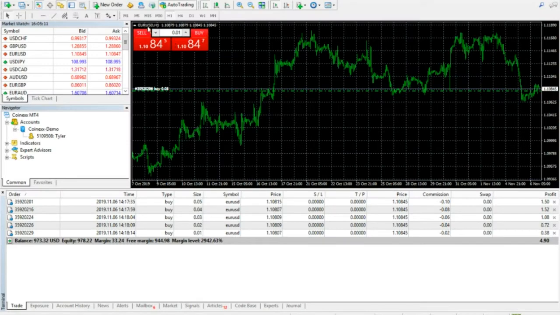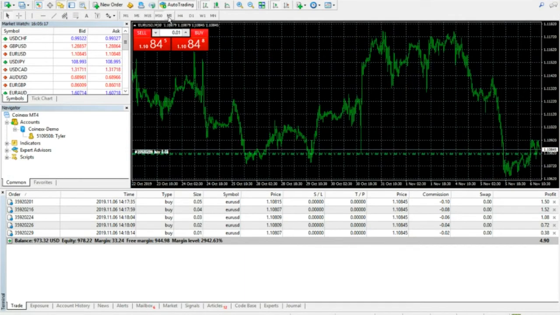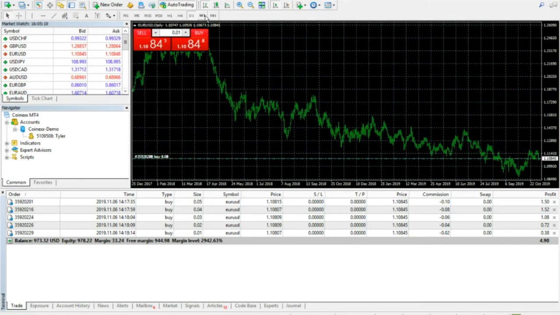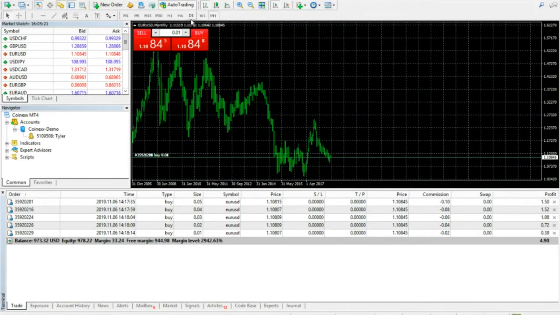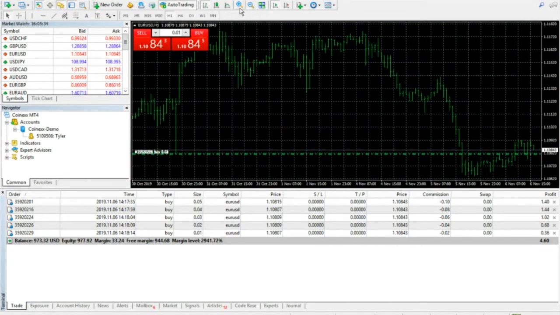Here in the MT4 platform, you can see up here where you can choose between 1 minute, 5 minute, 15 minute, 30 minute, 1 hour, 4 hour, 1 day, 1 week, and even a month actually. So if I choose 1 hour, for instance, then each of these bars that you can see here represents 1 hour. So after an hour goes by, a new bar will form. After another hour goes by, a new bar will form, etc.